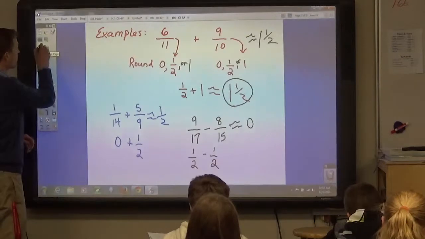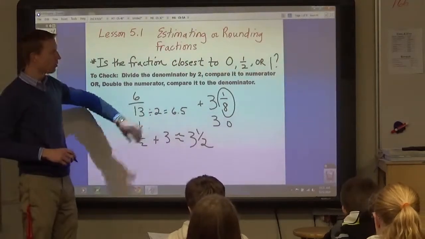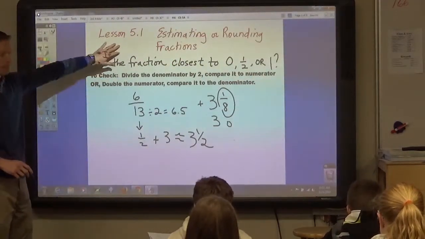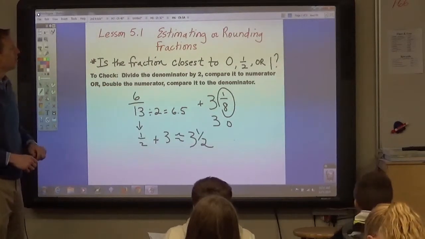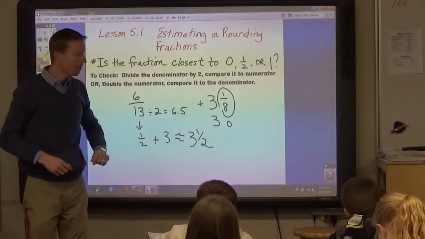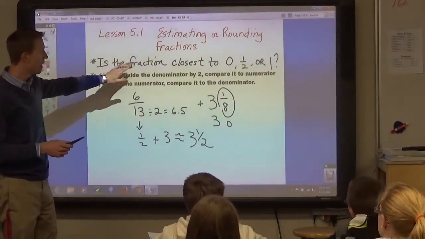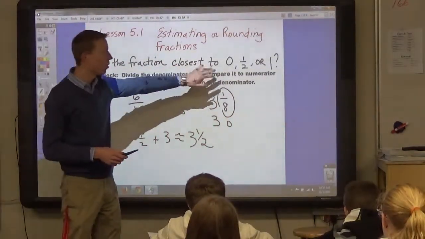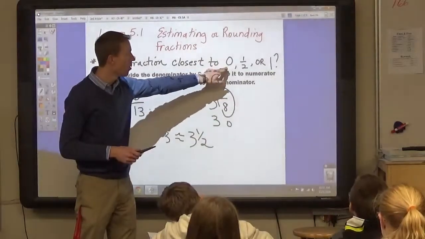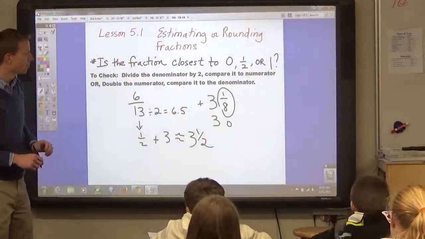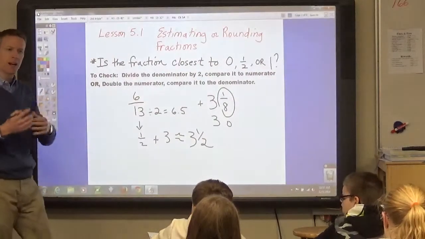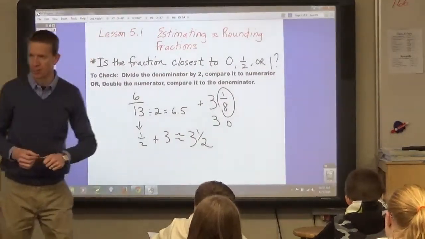So we talked first about rounding and what the advantage of rounding is in estimating fractions. We said that when you're estimating, you want to find out, is the fraction closest to 0, 1/2, or 1? Okay? So keep that in mind whenever you're estimating fractions.